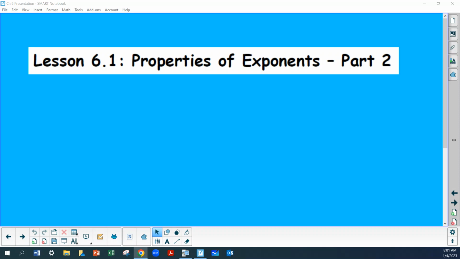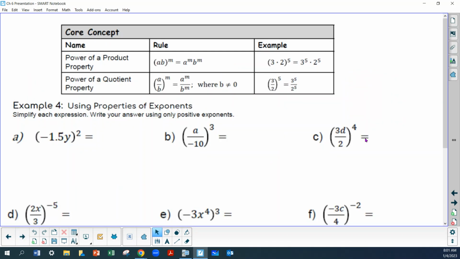Still working with exponents though. So let's continue on. We'll pick up some more rules. Yesterday we worked with product of powers and quotients of powers. Well, today we're seeing the power of a product. So just a little bit different.